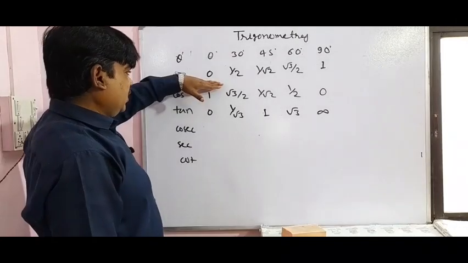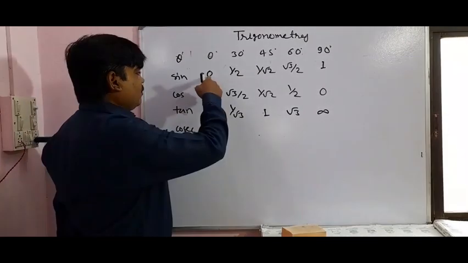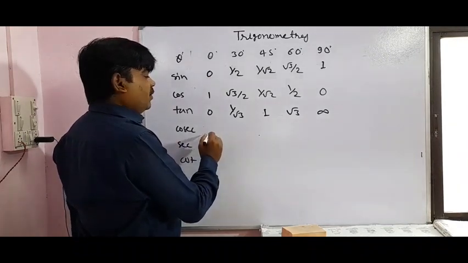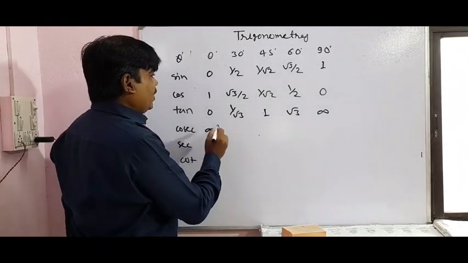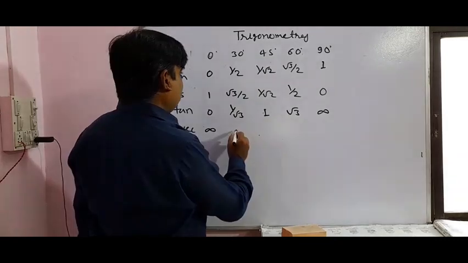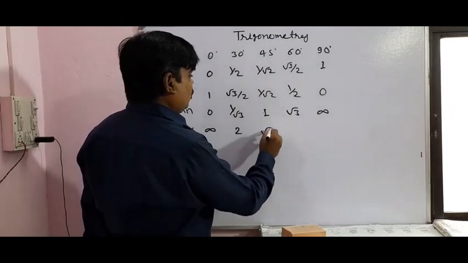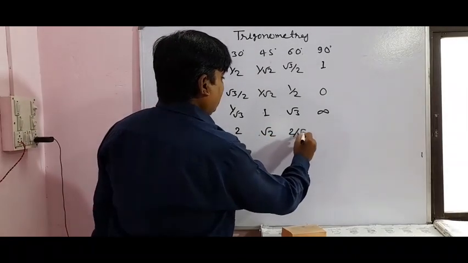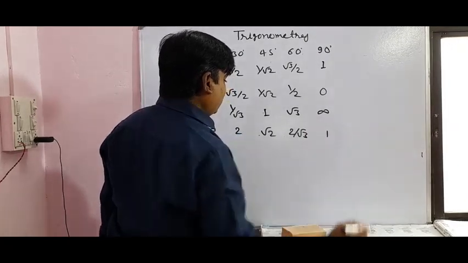Now the value of cosec theta is just the reciprocal of sine. That will be 1 upon 0, which is infinity. This will be 2 upon 1, that is 2. Here is root 2. Here is 2 upon root 3. And here is 1 upon 1, which is 1.